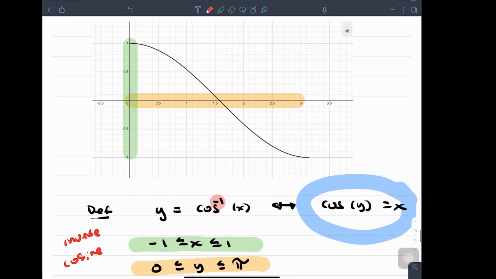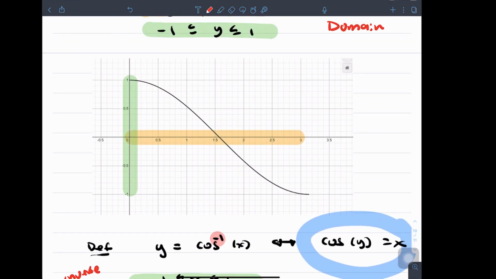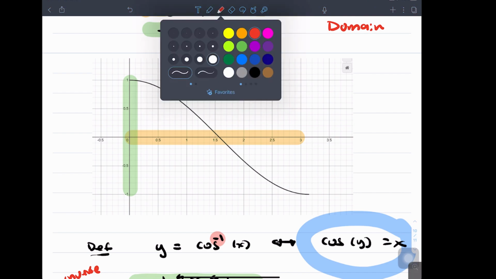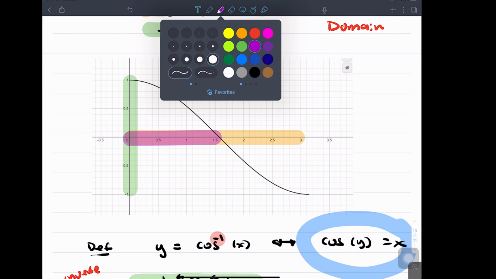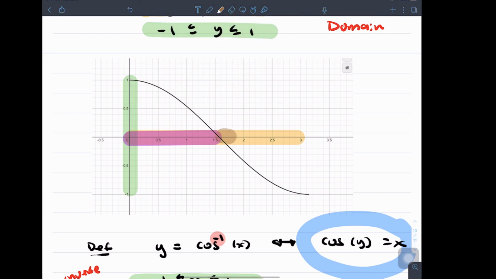Okay, so if you went back here, let's talk about our quadrants. How do we restrict the domain? This is really from 0 to pi, which is 180. What quadrant is this? What was the other color we used? I don't remember. This is quadrant what?